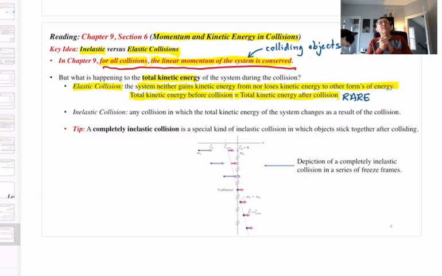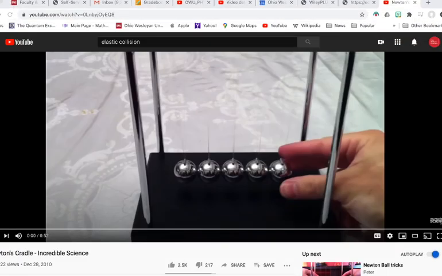Technically, you take away some of the kinetic energy to make sound energy, and they do get a little bit warmer, so you take away some of the kinetic energy to make thermal energy, but it's nothing like a collision between two cars or anything. So just in case you haven't seen a Newton's cradle, I'm going to show you a YouTube video.